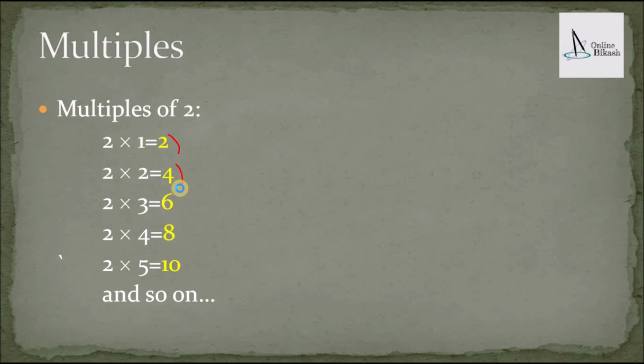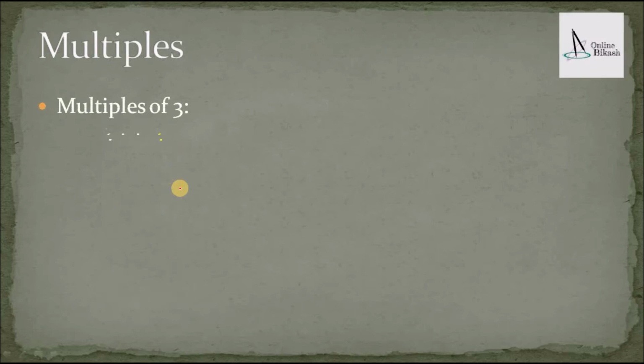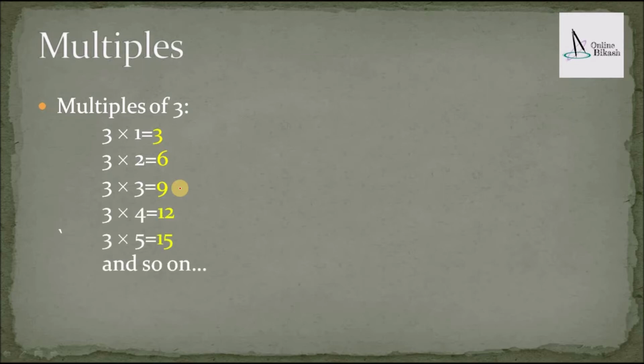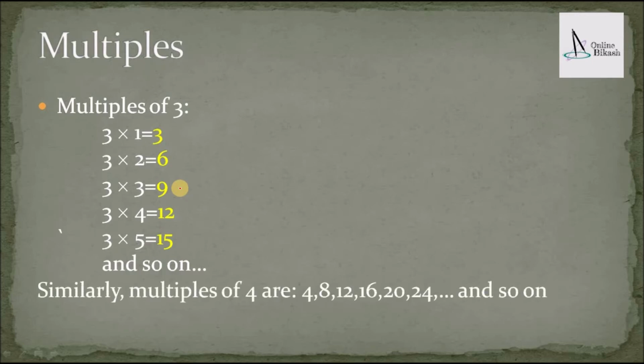Now let us see multiples of 3. 3 1s are 3, 3 2s are 6, then 9, then 12, then 15, and so on. After 15, what will we get? 18, because 3 6s are 18, 3 7s are 21, 3 8s are 24, 3 9s are 27, 3 10s are 30, and so on. The multiples are unlimited, you cannot end, it will go on and on. Similarly, we can write the multiples of 4 as 4, 8, 12, 16, 20, 24 and so on. These are known as multiples.